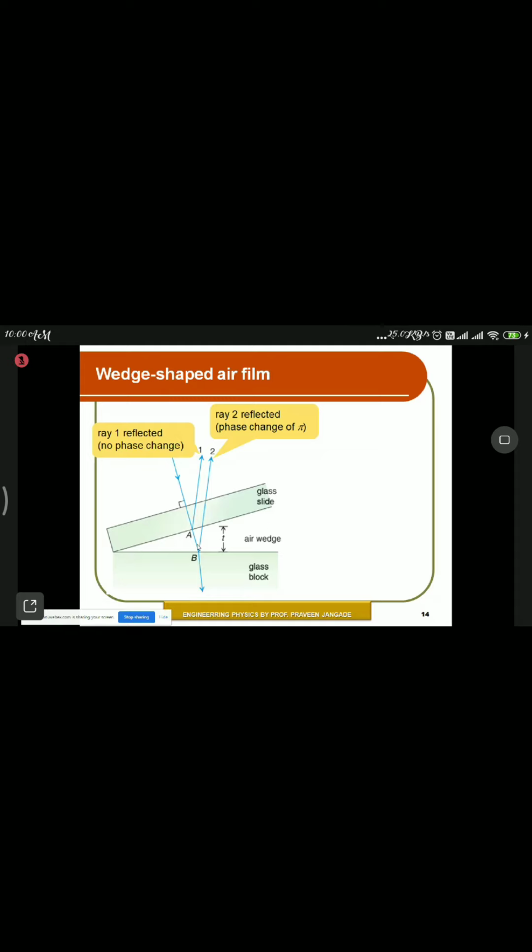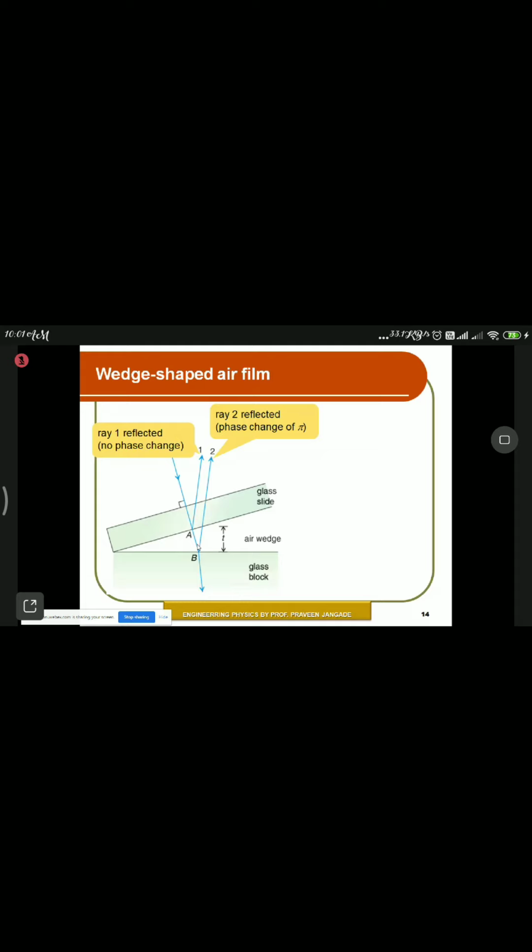Okay, so if you want to write the definition of a wedge, what is a wedge? A wedge means a wedge-shaped air film or wedge-shaped thin film. So the definition will be: a film whose thickness is minimum at one end, that is, t is very much less than lambda, and it progressively increases toward the other end. That kind of structure is called a wedge-shaped film or wedge-shaped thin film.